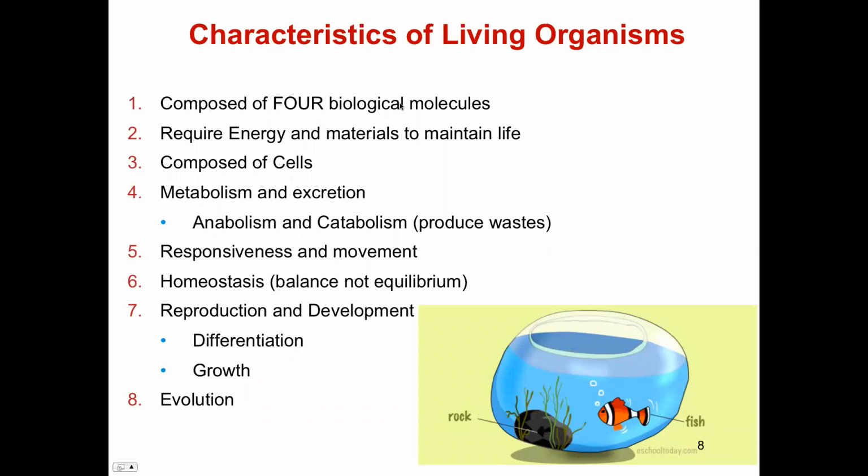So there's the 4 biological molecules that are important for living things. That would be your carbohydrates, your lipids, your proteins, and your nucleic acids. All living things require energy and materials to maintain life. In my notes, I talk about how we get our energy from food. The energy is released from the bonds that are broken down from that food, and then the molecules and the atoms are rearranged and stored in different ways.